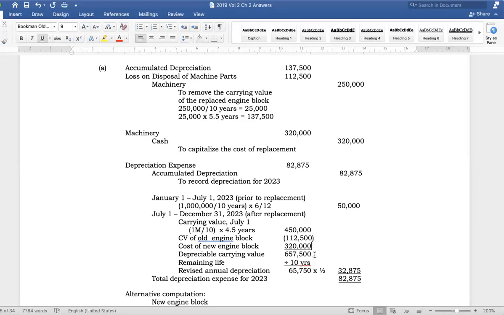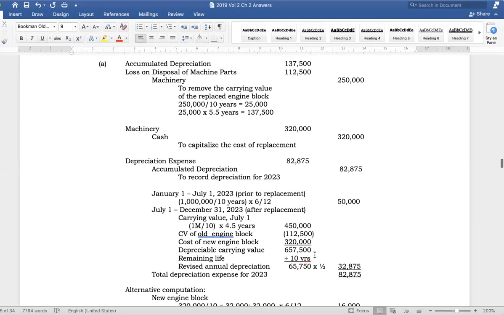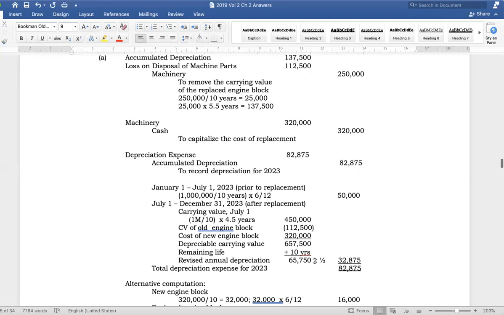So your revised depreciable carrying value is 657,500 divided by the remaining useful life as revised from the date of replacement. So that is 10 years. We go back now to 10 years. So your revised annual depreciation is 65,750. But this 65,750 is annual. The replacement took place only on July 1. So take the proportion of the year. So that is half, or 6/12.